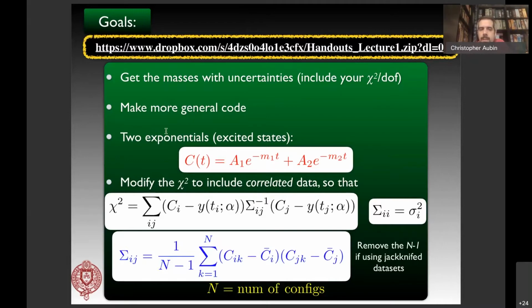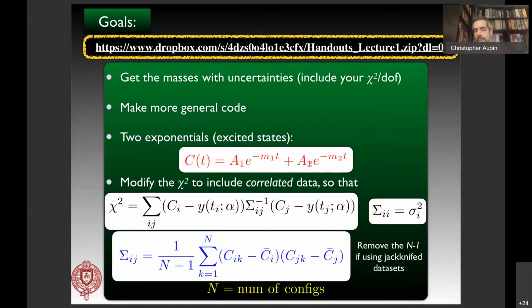One interesting aspect would be to try to see if you can extract excited states. Instead of having a single exponential fit, which is what you should start with, try adding in a second exponential, where your fit range will change because the second exponential, this M2, should be a heavier mass, and so that'll be relevant for earlier time.